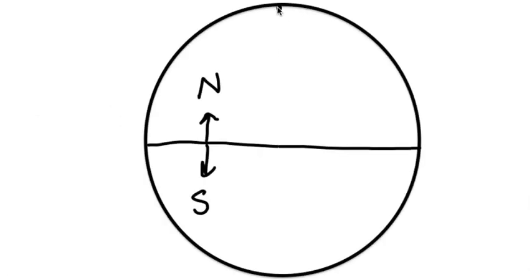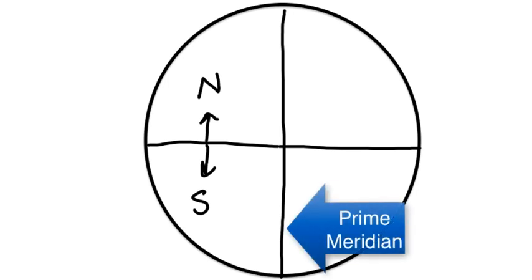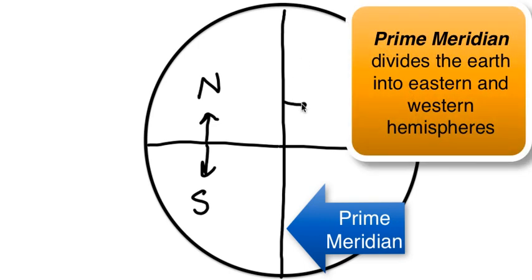Now, there's another line that splits our Earth in half, like the equator, but it goes up and down instead of side to side. And that line's called the prime meridian. The prime meridian runs through a city called Greenwich, England. And what it does is that it splits the Earth in half to an east and west, where everything on this side is east and everything on this side is west.